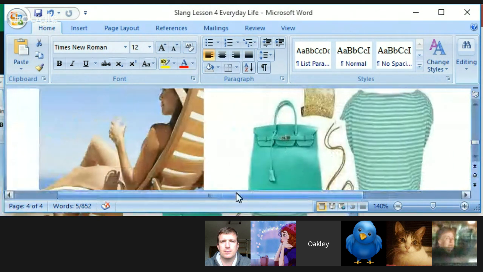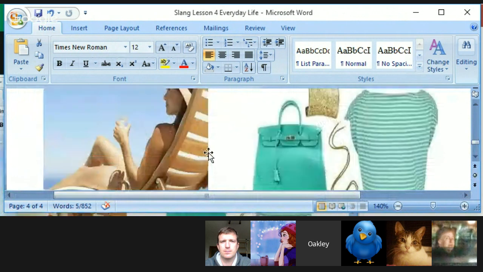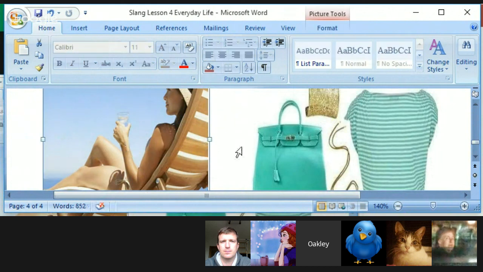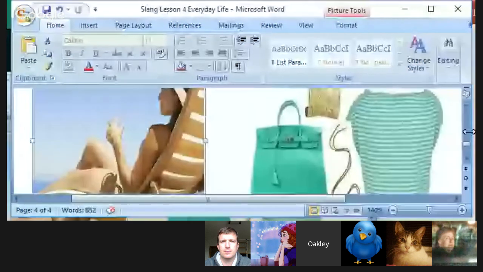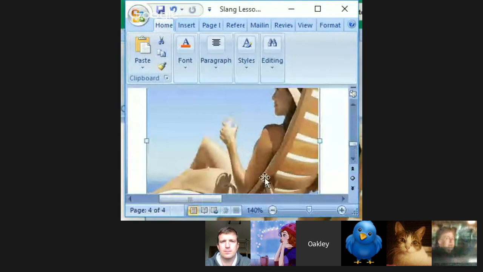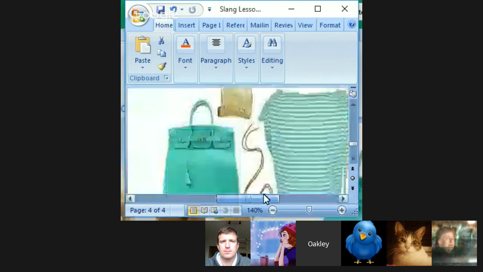How would you describe these pictures? What's this a picture of? What do you think this is a picture of? Which word describes this picture? Carolina? She's laid back on the beach. She looks laid back. Okay. Looks very laid back.